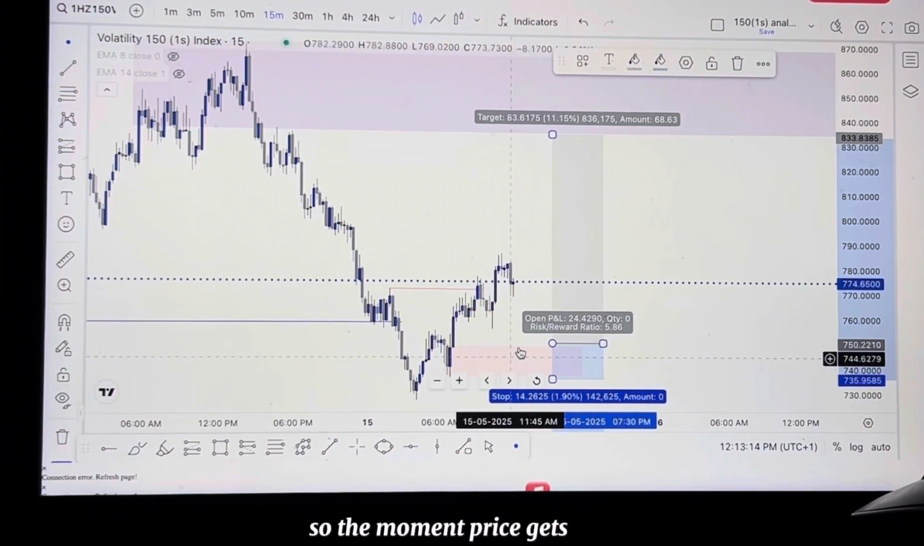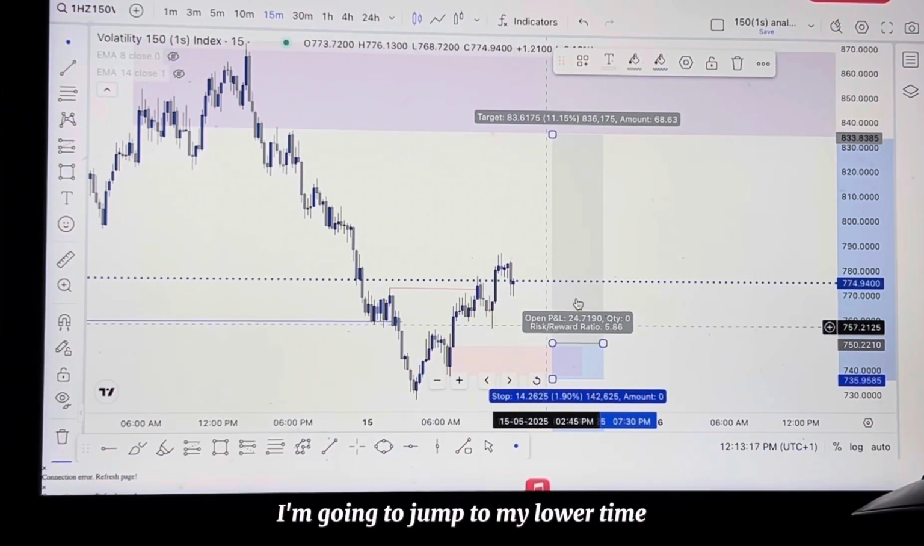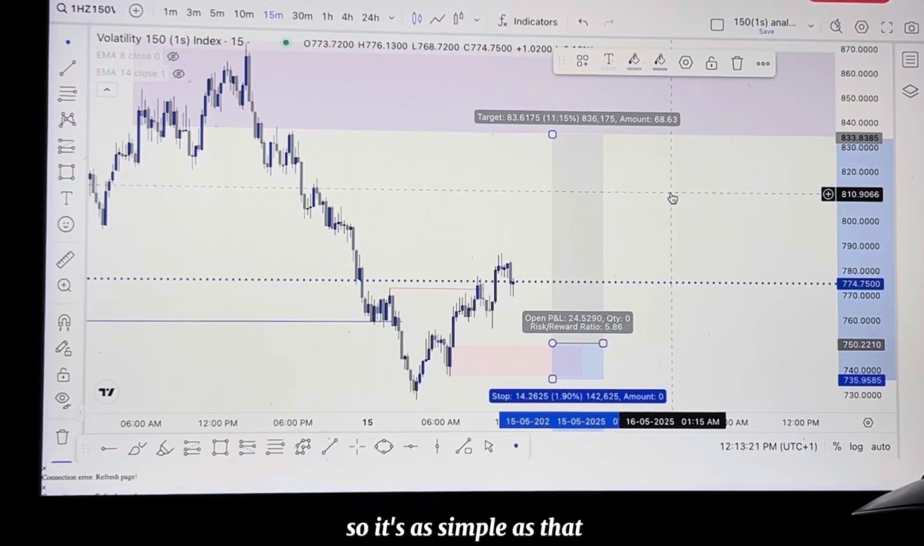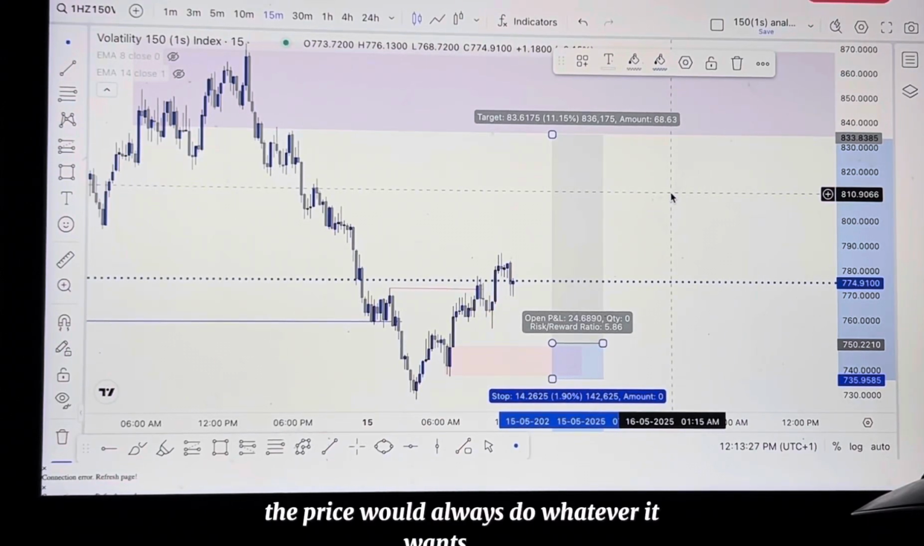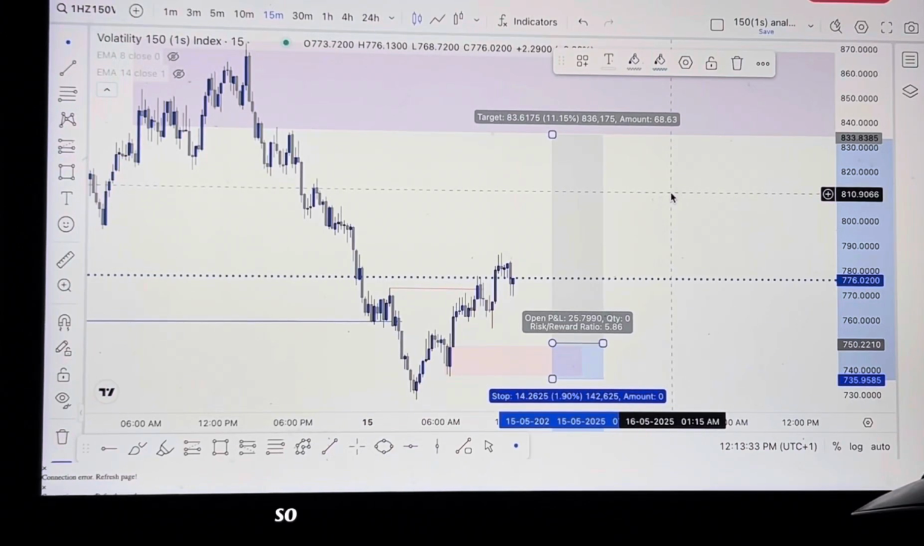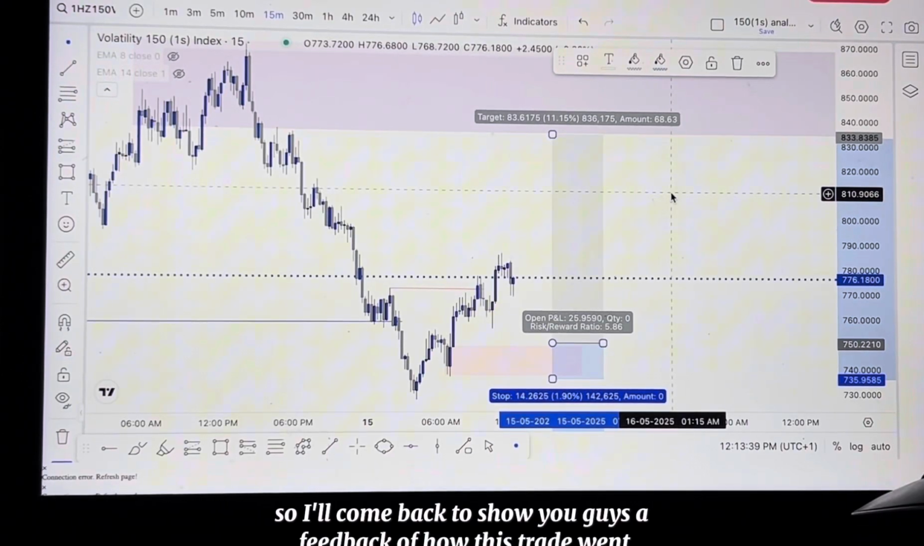So the moment price gets here, I'm going to jump to my lower time frame to find an entry. So it's as simple as that. So though it may not be perfect, though price would always do whatever it wants to do, nobody can control the price, nobody can control the market. So I'll come back to show you guys a feedback of how this trade went.